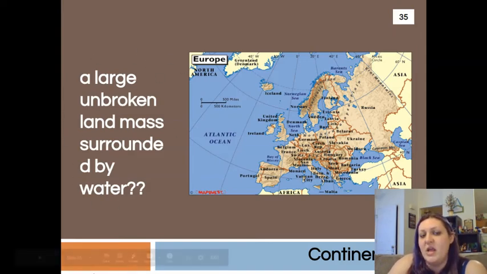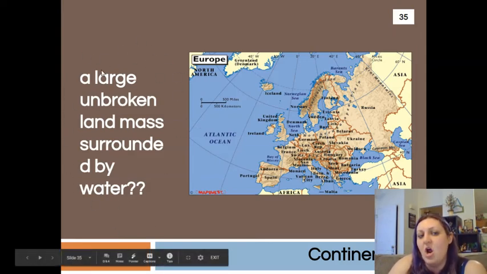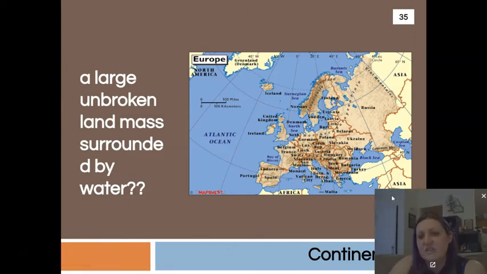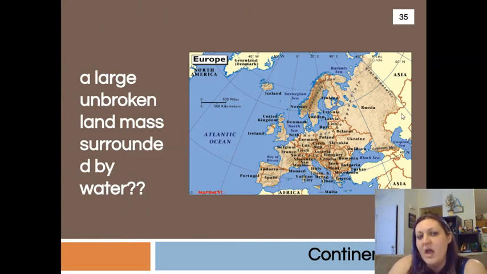But they're questioning, is Europe really a large, unbroken landmass surrounded by water? So I want you to take in this picture and look around and think about that definition and answer the question in your notes. Is Europe a continent? Why or why not? In your opinion.